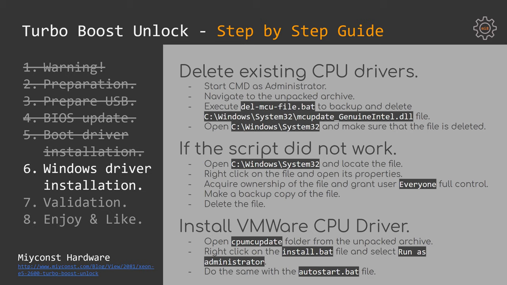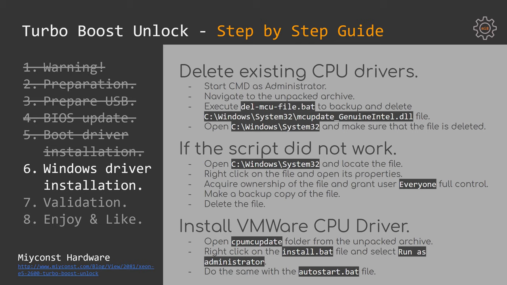In order to acquire the permissions, you need to right-click on the file and then change ownership of the file. Your user shall be the owner of the file. Also, you need to grant everyone full control of the file. Then you can delete the file. Make sure that you have a backup of the file before deleting it.